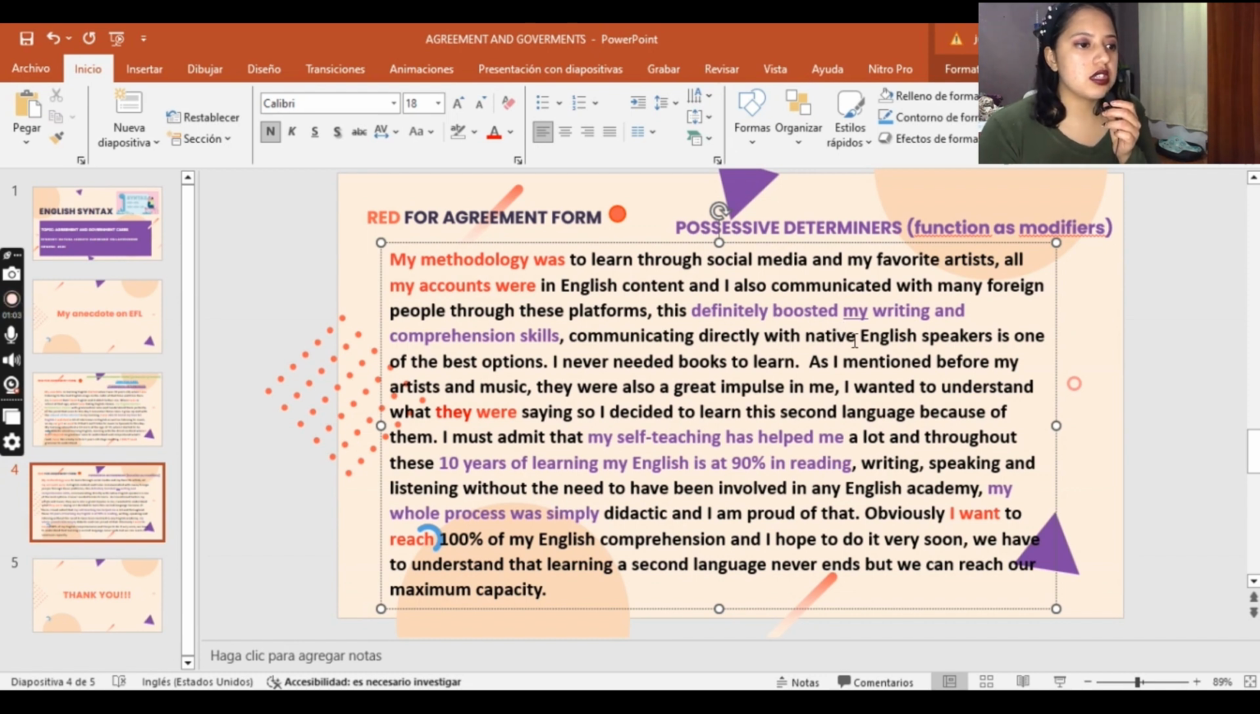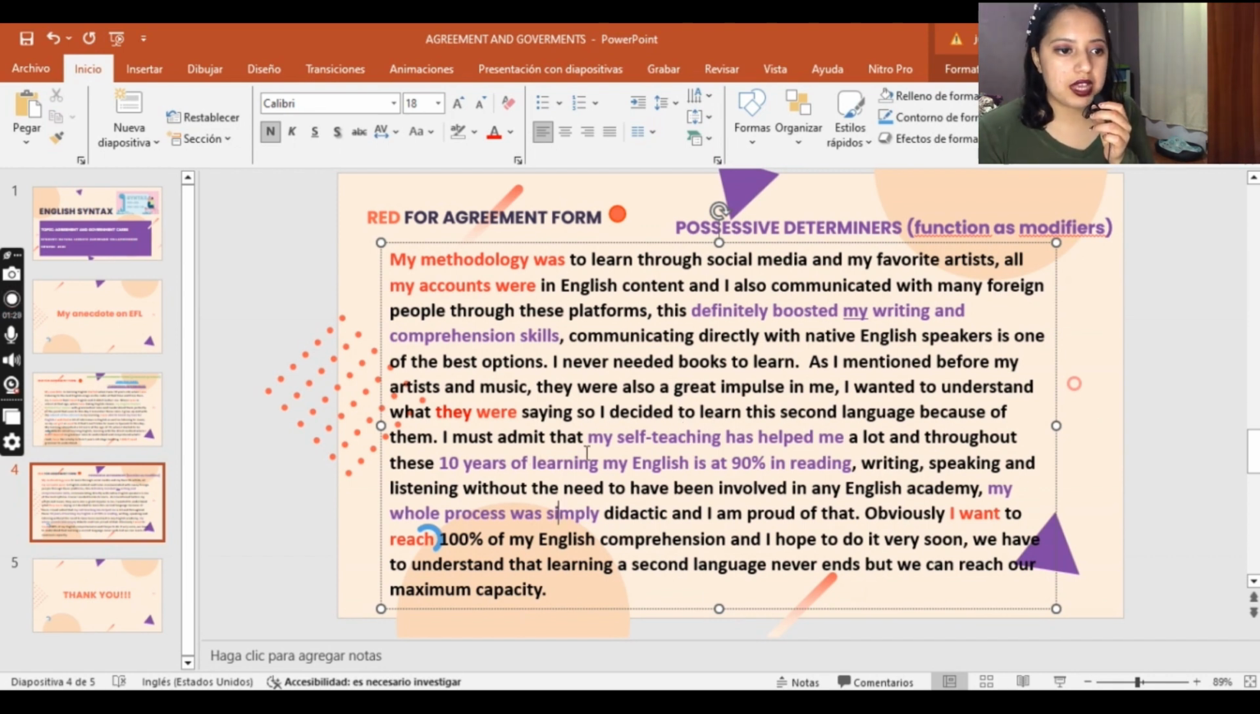Communicating directly with a native English speaker is one of the best options. I never needed books to learn. As I mentioned before, my art and music, they were also a great impulse in me. I wanted to understand what they were saying. Here it is in plural, so there has to be also in plural. So this is grammatically correct. There is an agreement form. Saying, so I decided to learn the second language because of them.